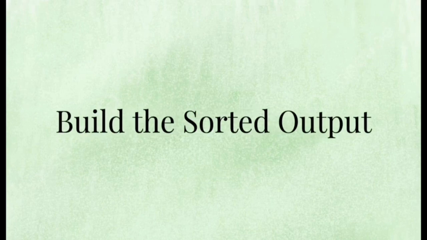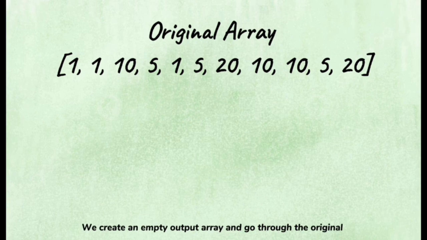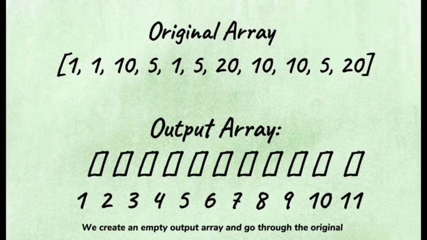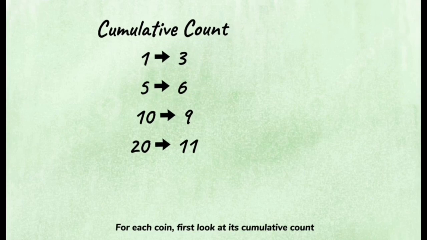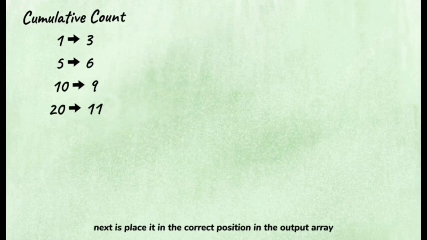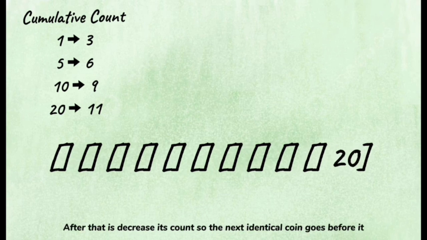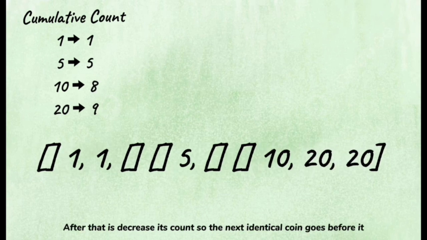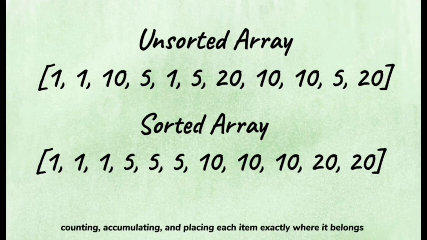Lastly, build the sorted output. Now we're ready to build the sorted list. We create an empty output array and go through the original coins from right to left to keep the sorting stable. For each coin, first look at its cumulative count. Next, place it in the correct position in the output array. After that, decrease its count so the next identical coin goes before it. This is the before and the after. Now that's how counting sort works, by counting, accumulating, and placing each item exactly where it belongs.